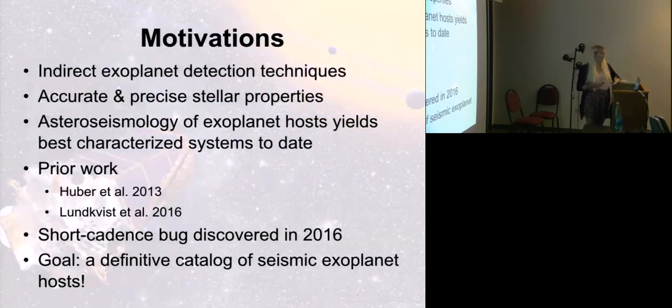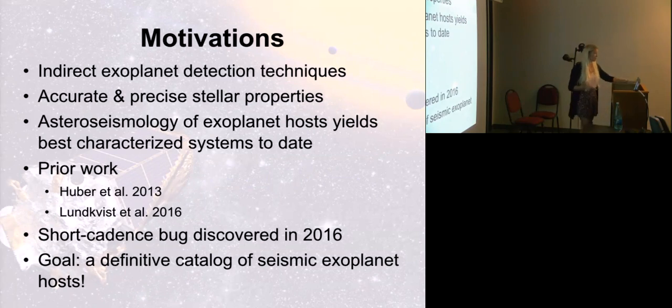So the motivations for this research: most planets detected today are found via indirect methods, so we only have relative planet properties. And because astroseismology is the most accurate and precise way we can measure these stellar properties, in the special case that we can find oscillations around exoplanet hosts, we get the best characterized systems to date.